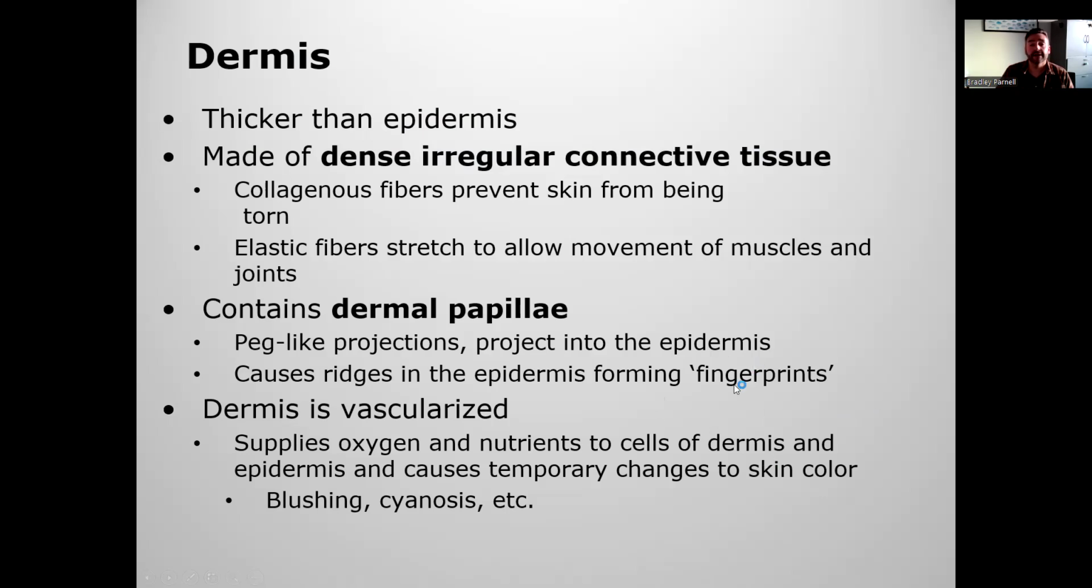Again, the dermis is vascularized. There's plenty of blood supply there, as we saw in that picture. And so we're able to get the nutrients for our epidermis through diffusion. So it can diffuse through those tissues up into the epidermis to provide the oxygen and nutrients that are necessary. But it also does provide our skin color. So when we're overheated, we often turn red. When we are very cold, we often start to turn blue or see some of that cyanosis coloring.